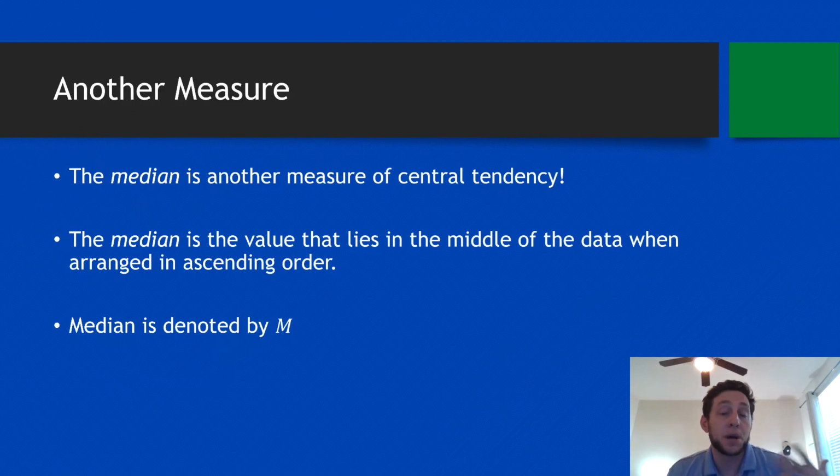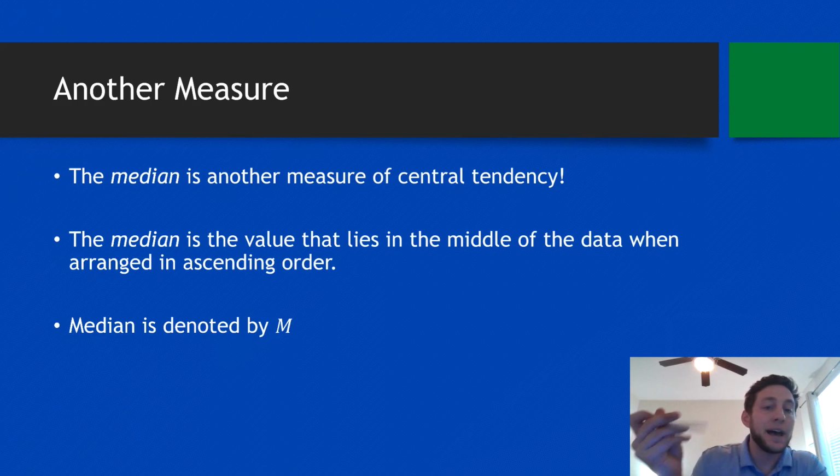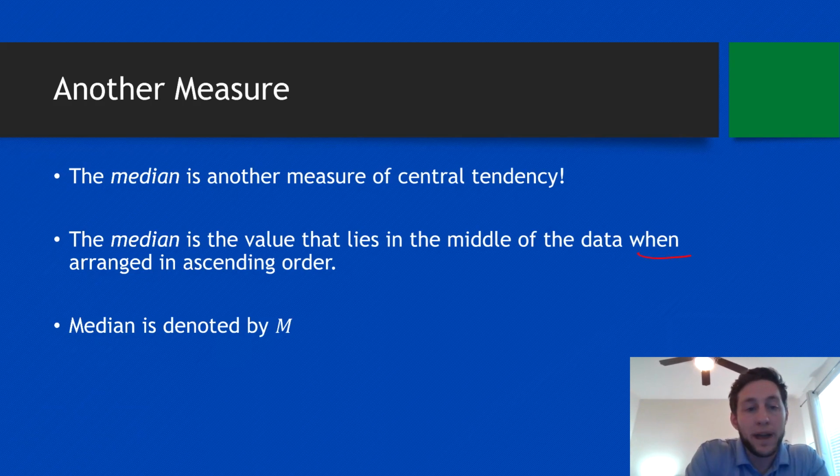Now, what's another measure of your central tendency? Well, another measure could be your median. No doubt you've heard that word before. Median is going to be the value that lies in the middle of the data when arranged in ascending order. Now, I cannot emphasize this part enough. When arranged in ascending order, you need to put that data from lowest to highest, and you're literally just going to take out the middle value there.